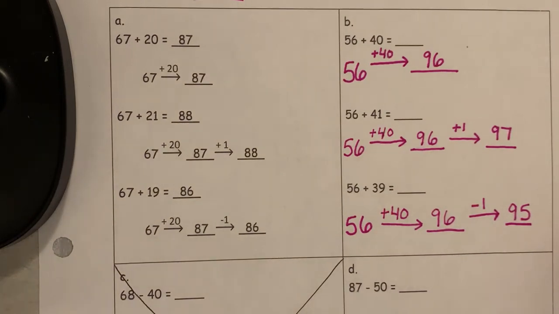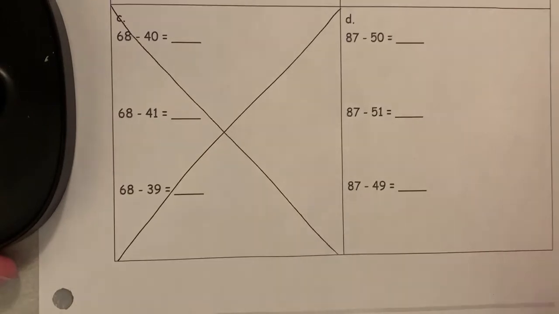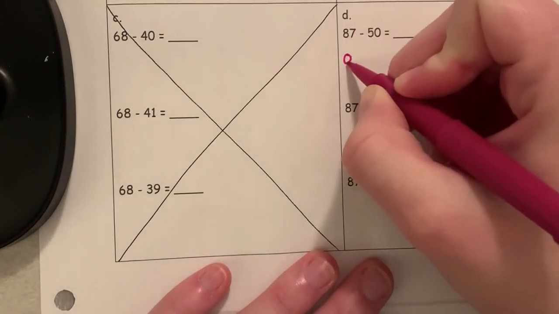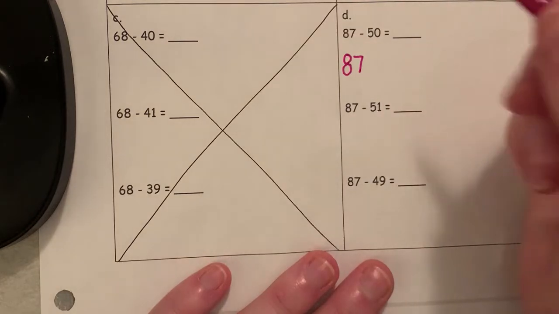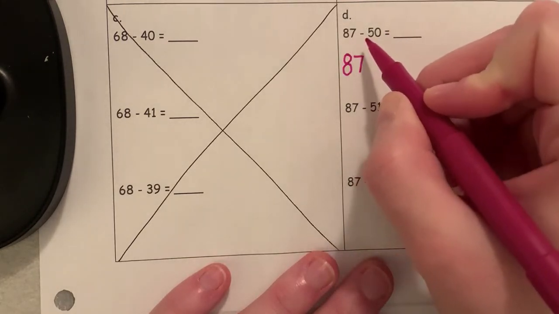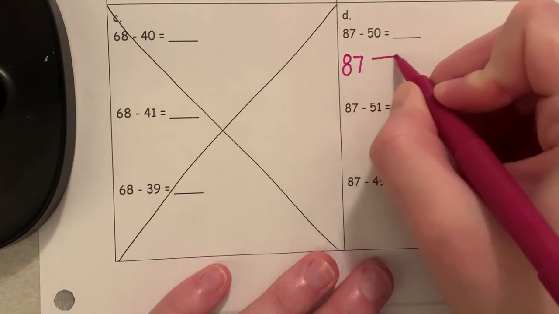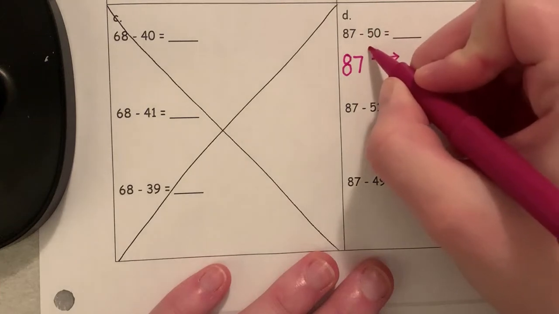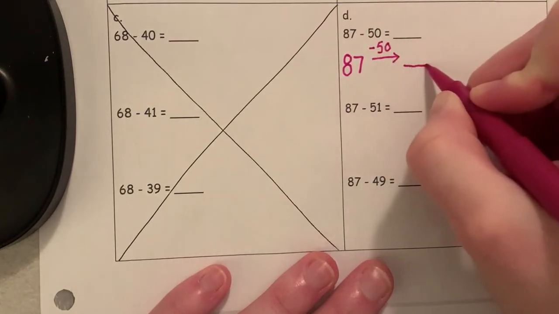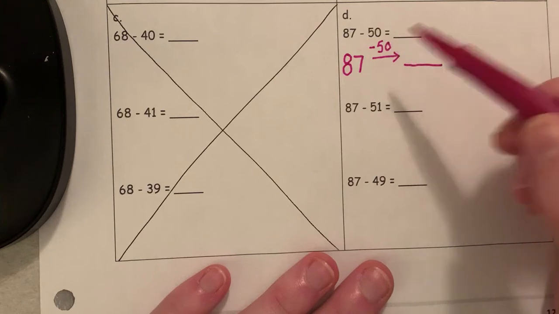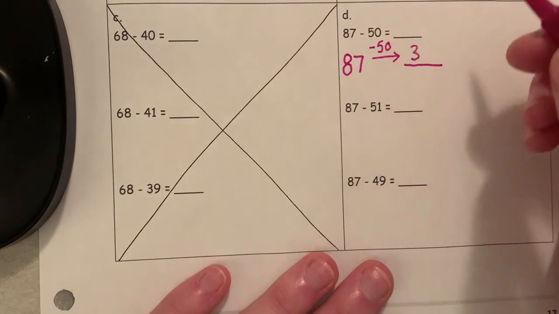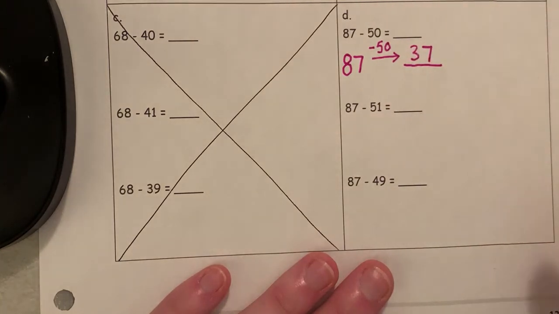All right, so now let's take a look at D. We're going to be doing kind of the same thing that we did above. So again, we're going to start with our first number, which is 87. And this time we're taking 87 minus 50. So this one is pretty easy because we have our 10s and we have no 1s. So this one is pretty basic. So we're going to take 50 away. So 8 minus 5 gives us 3. And 7 minus 0 gives us 7.